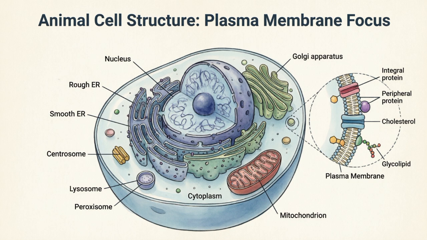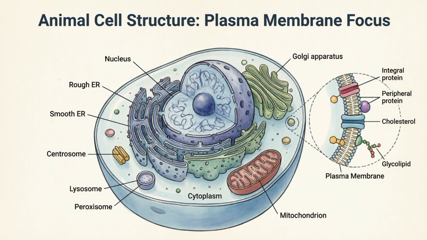Moving down to the bottom left, look for the two small yellow cylindrical structures labeled centrosome. These are vital for cell division. Just below that, we see small circular organelles. There is the lysosome and the peroxisome. These are the cell's recycling and waste management centers. Finally, filling up all the empty blue space between these organelles is the cytoplasm. It is the jelly-like fluid that keeps everything suspended and functioning.